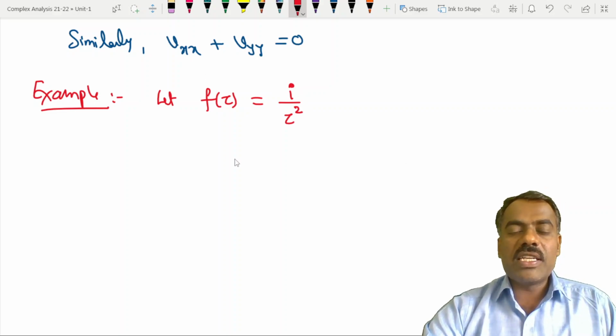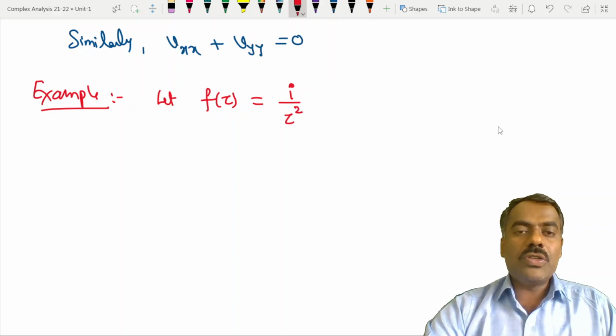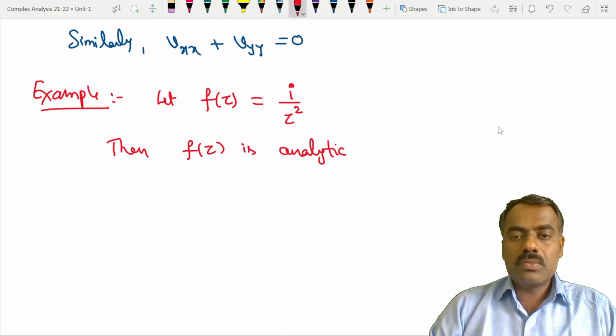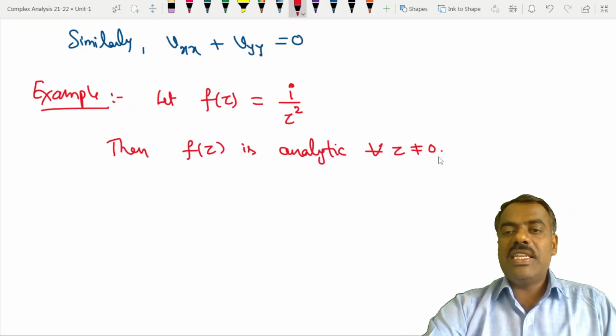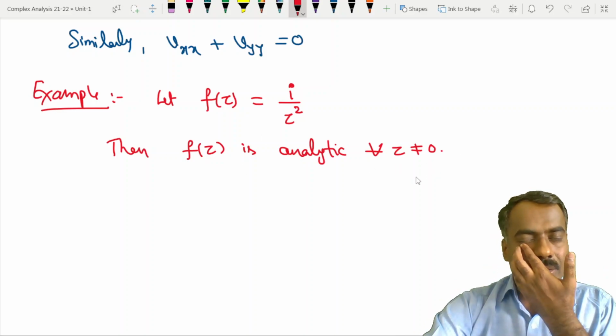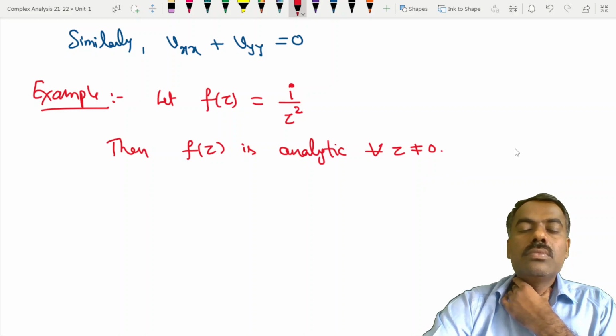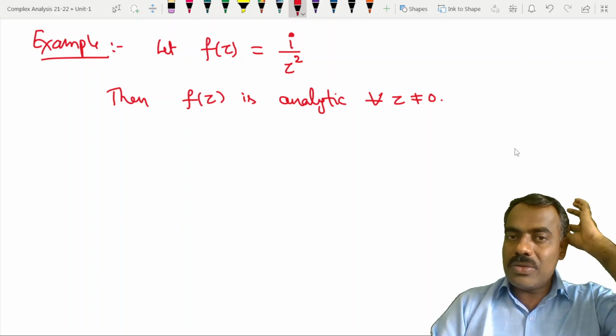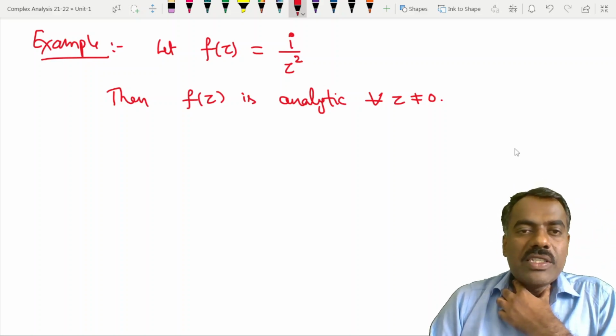So this function is analytic at all non-zero points. Then we know that f of z is analytic for all z not equal to 0. If you take any domain which does not contain 0, then f of z is analytic on that domain, right? Now, if we know this, then the real part and imaginary part are harmonic functions, right?